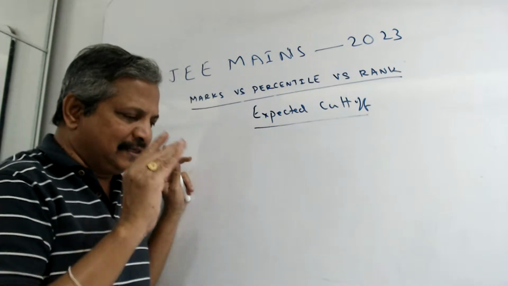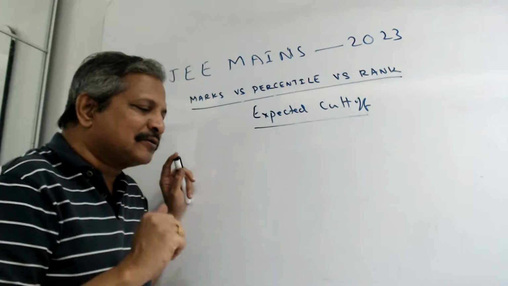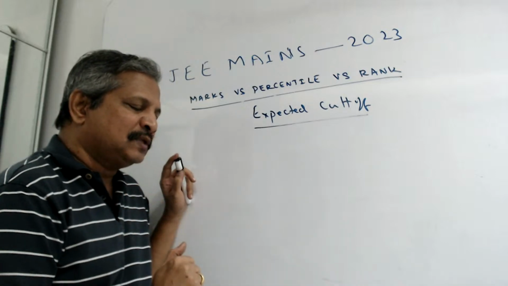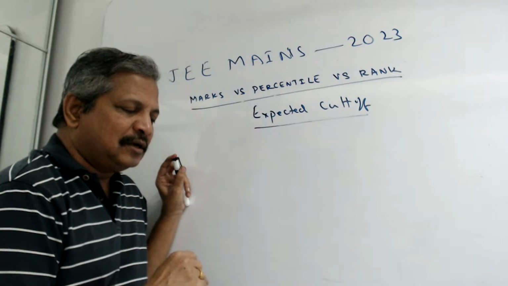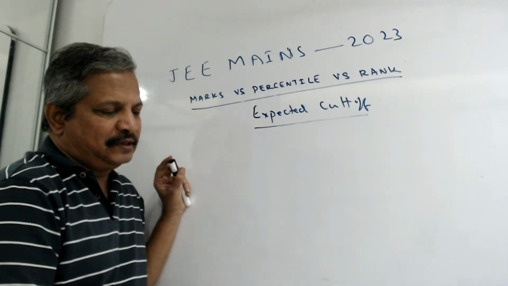Conics is given, tangent and normal are given, and also semiconductors in physics. Semiconductor questions came as expected, in the morning and evening also. And in physical optics, you got electromagnetic induction, magnetism, and alternating current. So many questions came.